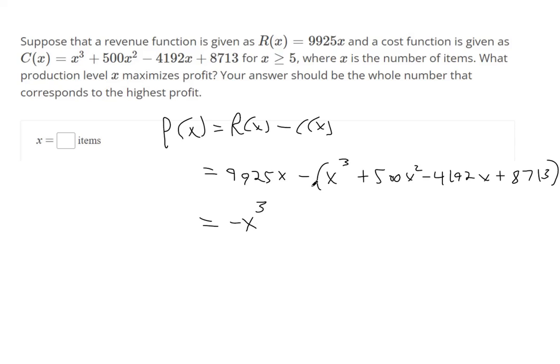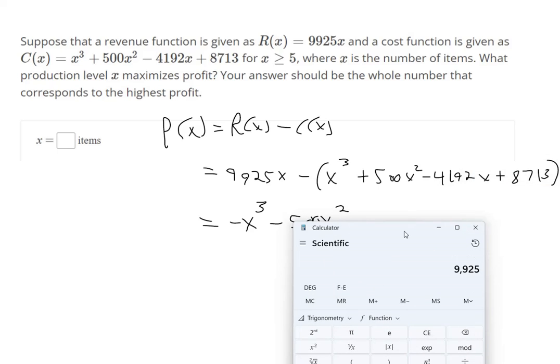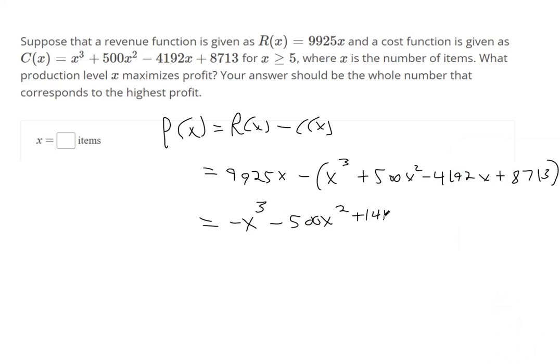So I'm putting the leading coefficient first. That's a negative x to the third. This is an x to the first power. So this is going to be negative 500x squared. Negative makes it positive. So this x term and this x term are going to add to one another. So that's 14,117x. And then we're subtracting this last term. So this is subtract 8713.